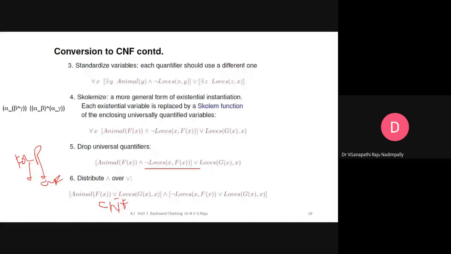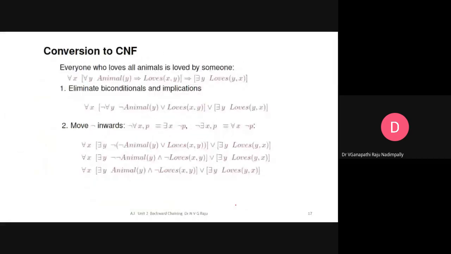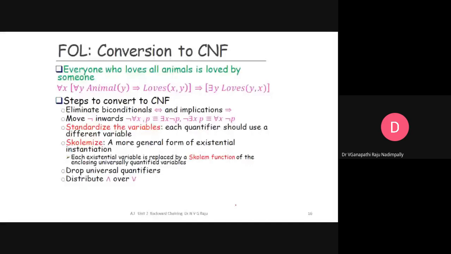With this we can close the conversion from FOL to CNF. Kindly observe the steps also. With this, I wanted to show you one more thing. I have created 6 FOL statements. Let me share this PPT and I'll close the last minute.